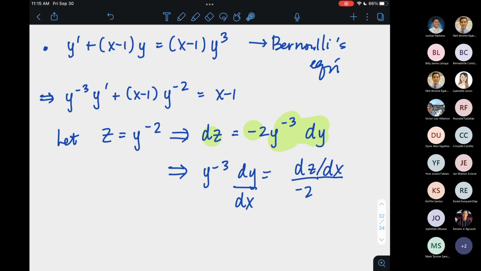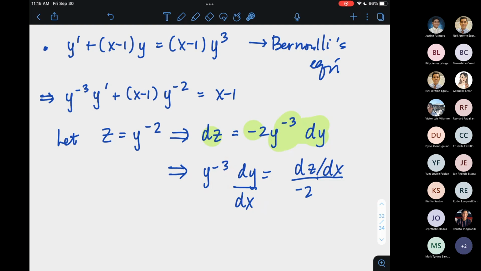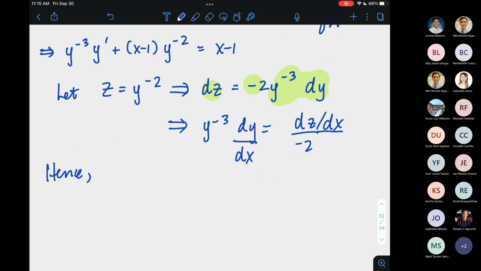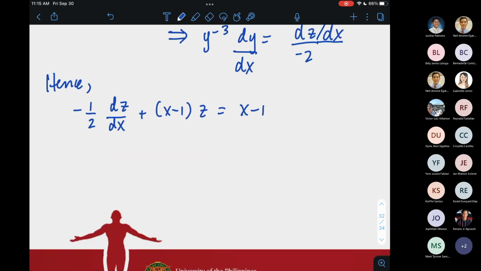So ibig sabihin, whatever y to the negative 3 times y prime na makikita ko, papalitan ko dapat ng dz over dx over negative 2. But that's exactly this guy. So hence, we will have negative 1/2 times dz over dx plus x minus 1, and then the y to the negative 2 was replaced by z equals x minus 1. And then I'll divide both sides by negative 1/2 para maging unit yung coefficient nito.